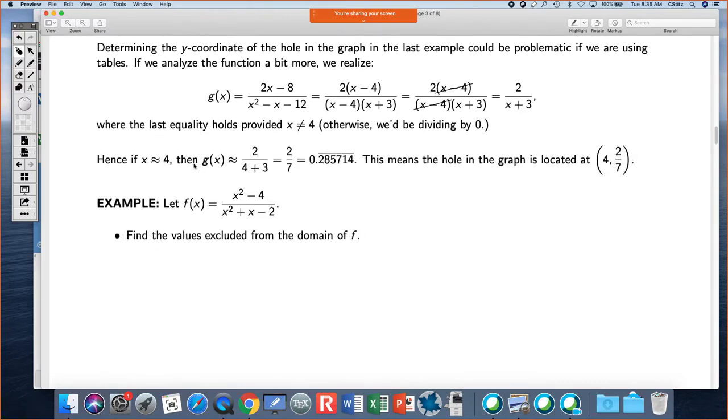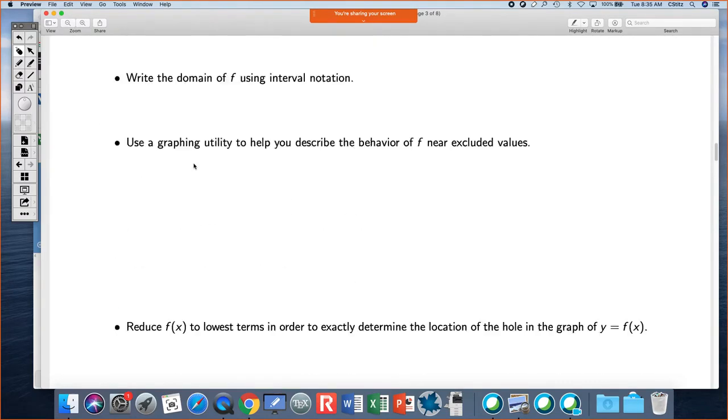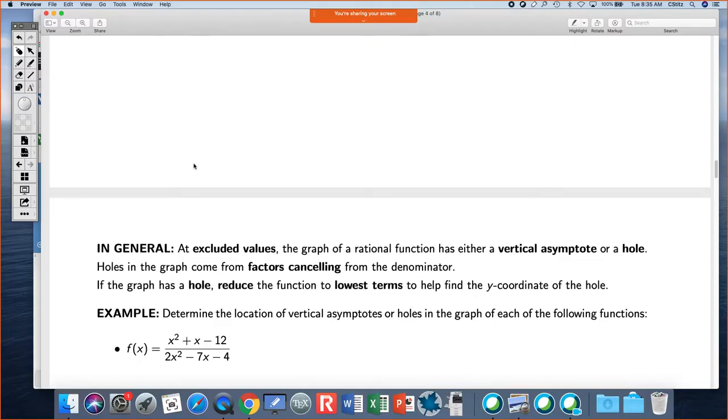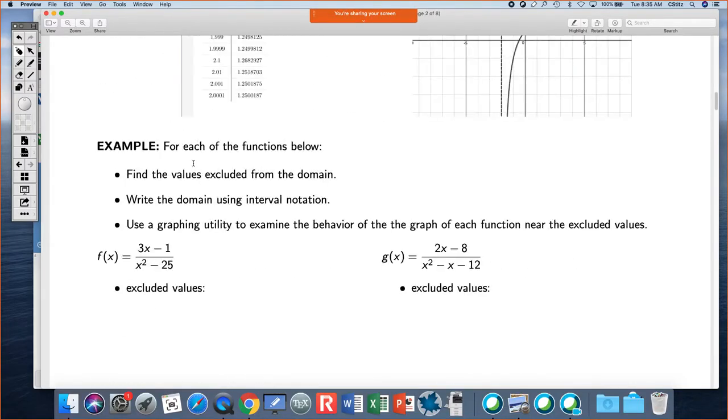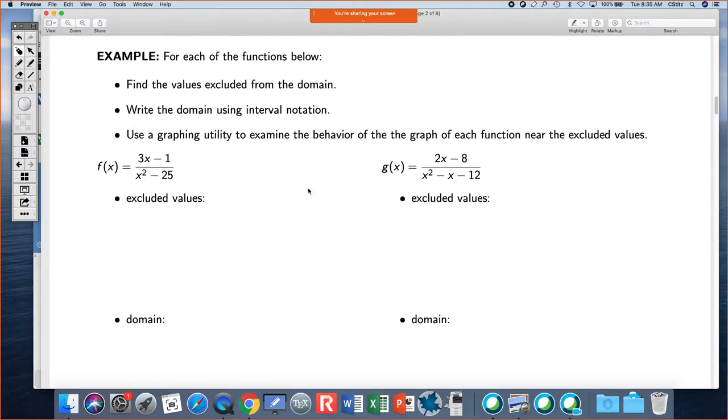So let's do another example. Once again, anything like, for example here, these are two problems. Find the values excluded from the domain, write the domain using interval notation, and use a graphing utility, so either Desmos or a calculator, to examine the behavior.